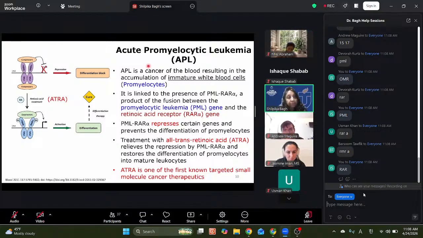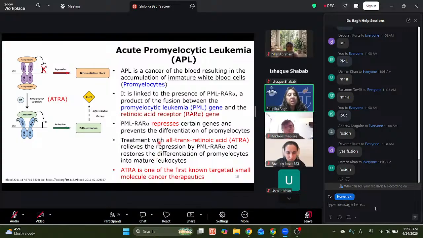So again, 15, 17: 15 PML and 17 RAR. Is it a fusion gene or gene under strong promoter? Is this a chromosomal translocation outcome, a fusion gene? Absolutely wonderful. And what becomes oncogenic? The retinoic acid receptor.